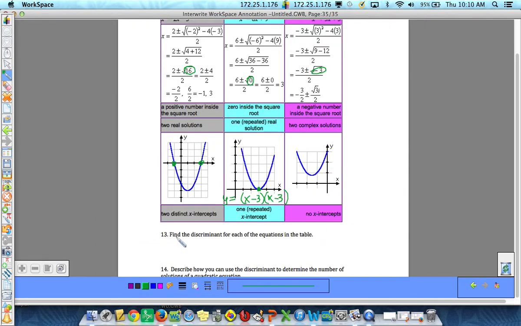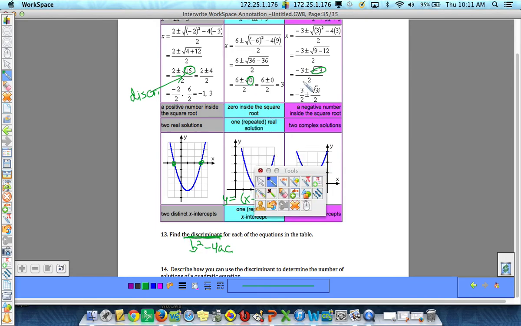So number 13 says, find the discriminant for each of the equations in the table. Remember, discriminant is equal to b squared minus 4ac. That's the number under the square root. So the discriminant for the first equation is 16. The discriminant for the second equation is 0. And the discriminant for the third equation is negative 3.